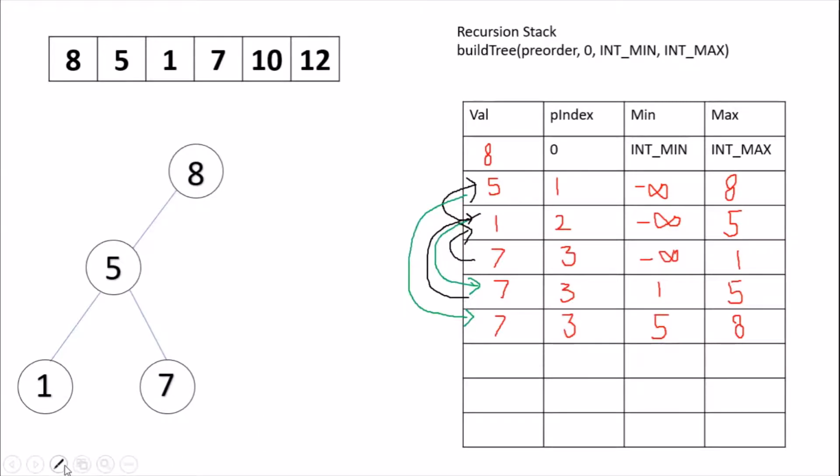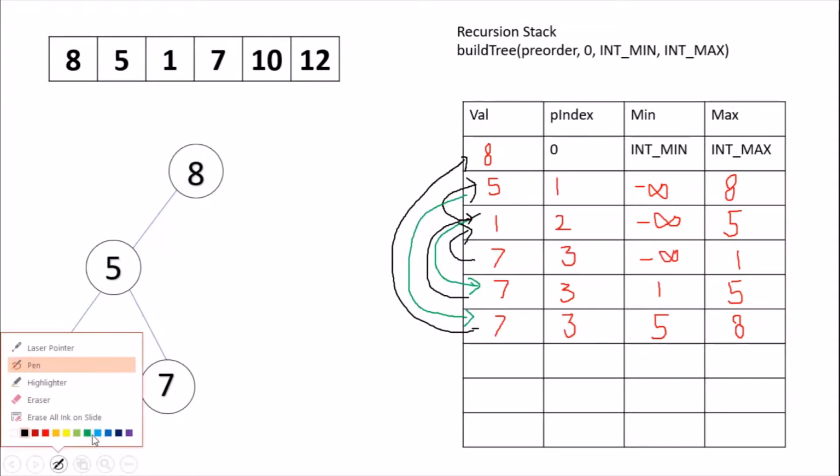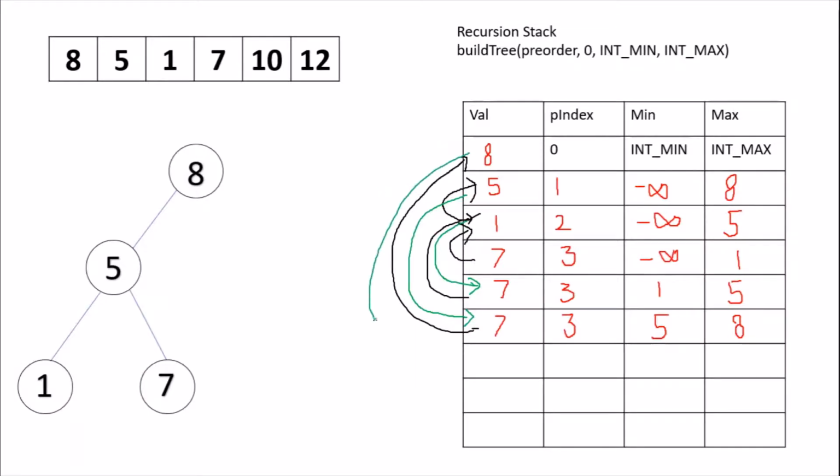Now 5 has also completed both its calls for left and right subtree. Now it will return to 8. Now 8 will resume its call to the right subtree. So now the p index value will be incremented by 1, that is 4, and since it's the right call, the minimum value will be 8 and the max value will be infinity.